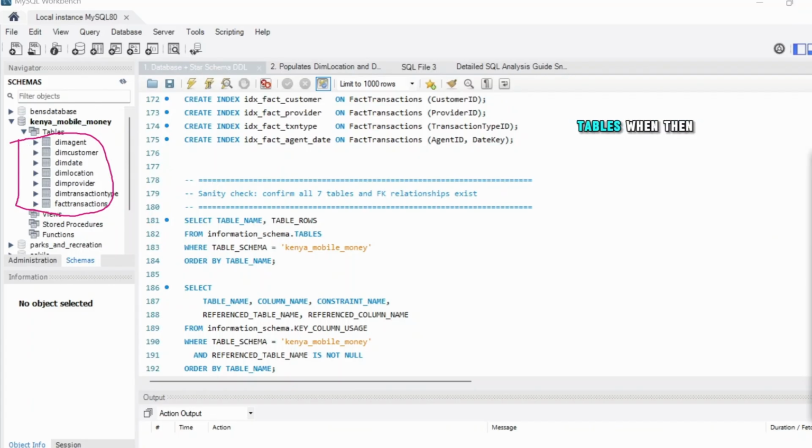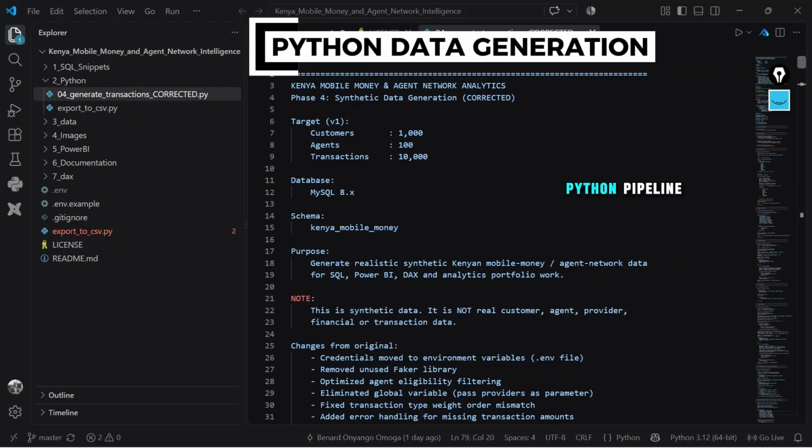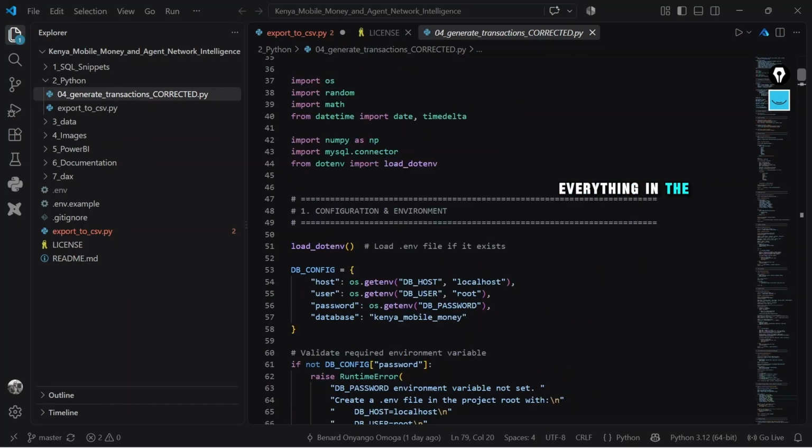Now that the schema is alive, we can run the Python pipeline to fill the tables with real data. Once the schema was designed and the tables were created, I wrote a Python pipeline to generate the synthetic data. This script handles everything in sequence, populating the dimensions, transaction types, customers, agents, and finally 1 million transactions, all loaded directly into MySQL.